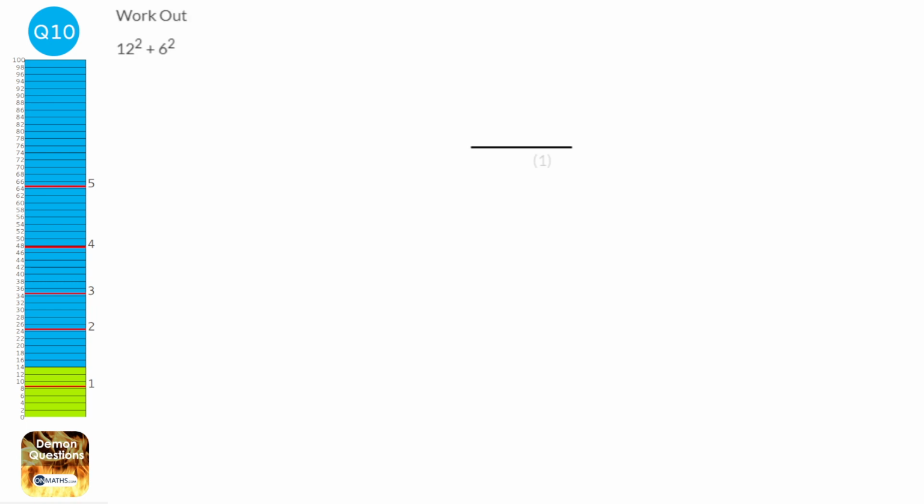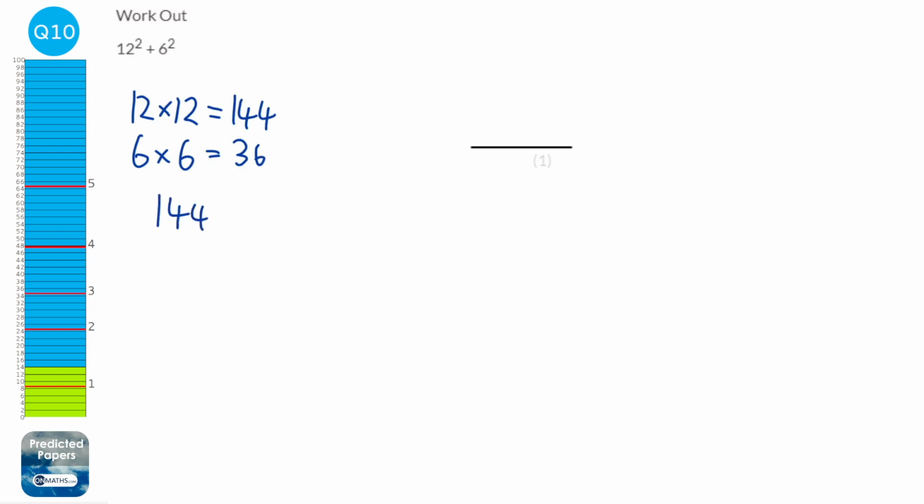So BIDMAS tells us we need to do the indices first, and then we do the adding. So we're going to do the indices. 12 squared means 12 times 12, and that would be 144. 6 squared means 6 times 6, which is 36. So we're going to do 144, the 12 squared, plus the 6 squared, so plus the 36, and that will be 180.